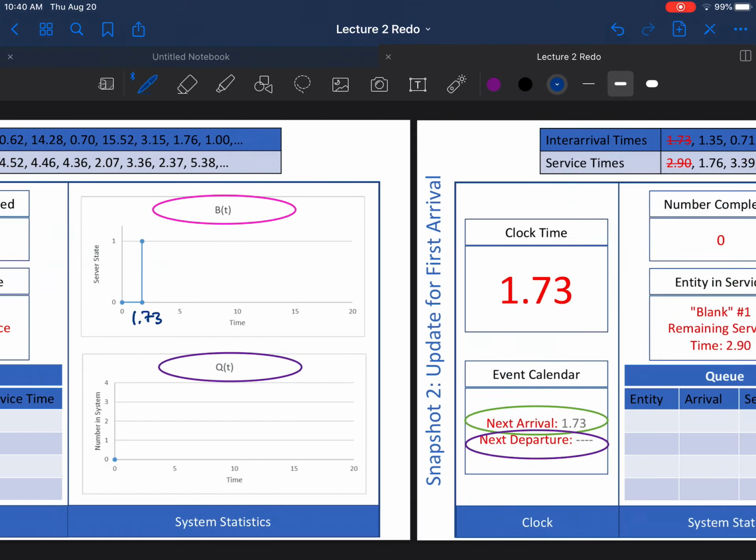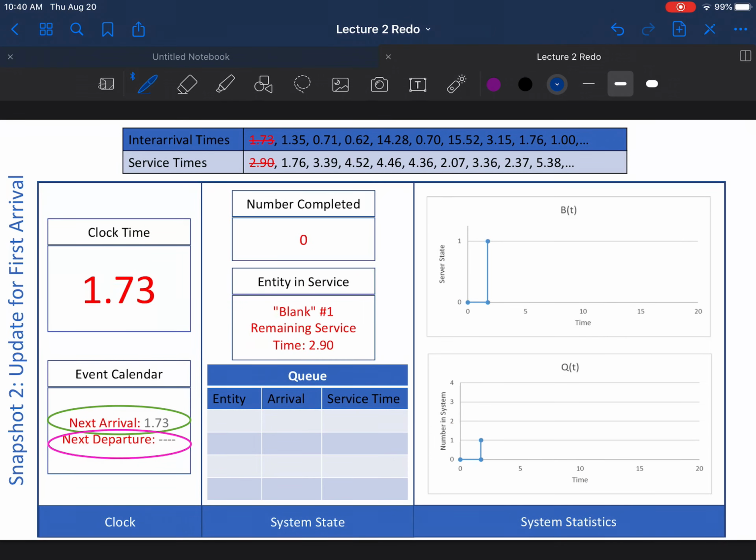Okay, so now we go back, and we have to update the next arrival and the next departure times. So we'll do the next departure first. And there, the next departure time is going to occur in 2.9 time units, okay? So that's what we put there. Now the next arrival, we've been having 1.73 sitting there to help us with our calculations, but in fact, we have to think about the fact that that 1.73 has now been used, and we have to update that as well. So that's going to go to 1.35, right? Because the next arrival is 1.35. And that really completes snapshot 2. Okay, so snapshot 2 is now done.